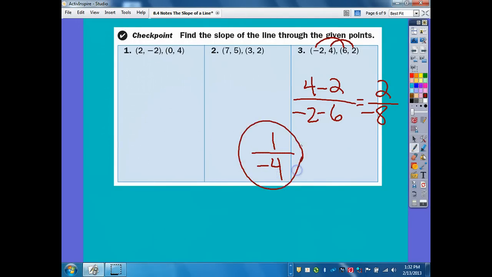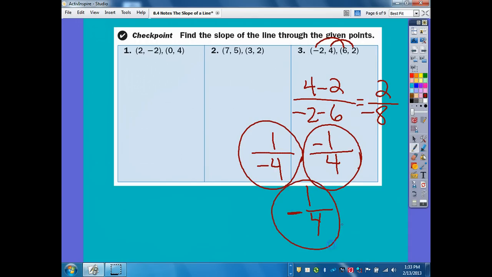That I accept. Or some say, well, Mrs. Leonard, what if I have a negative 1 over 4 written that way? Is that the same thing? Yes. Or how about a negative 1 fourth with the negative sign right in between? Yes. As long as there's only one negative sign there, you have it correct.